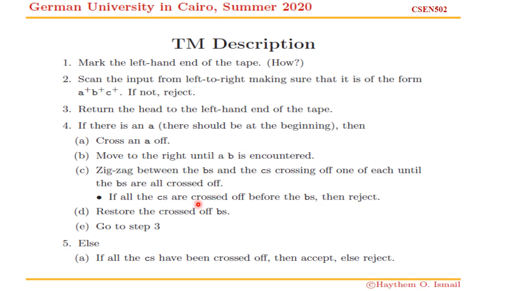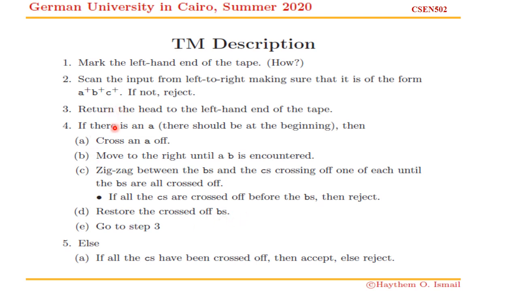Now, if you run out of c's before you run out of b's, then you reject, all right? Because it means that the length of the a's multiplied by the length of the b's is greater than the length of the c's. So in that case, you reject. Otherwise, you restore the crossed off b's, all right? And then you go back to step 3, right?